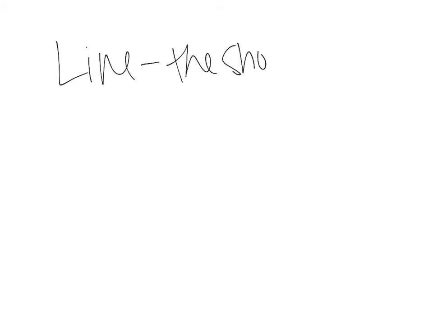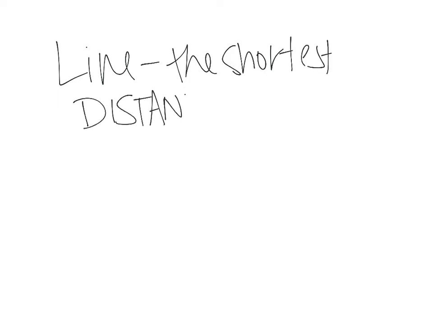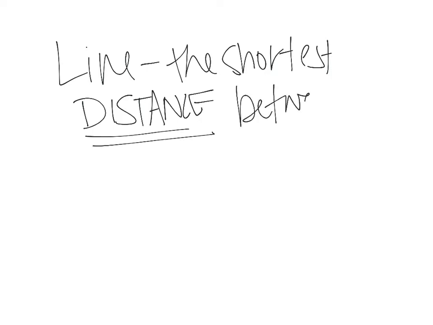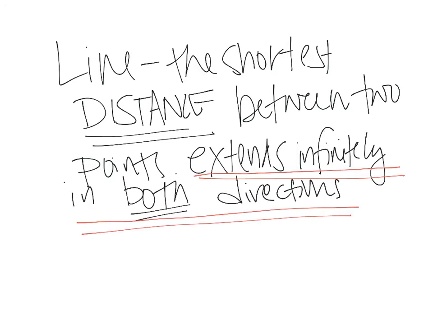Our next one is a line. A line is one of my favorite definitions because people get it wrong a lot. So a line is the shortest distance between 2 points. We label a line lots of different ways, and something to remember is that a line extends infinitely in both directions. So it means it goes on and on forever and ever and ever.